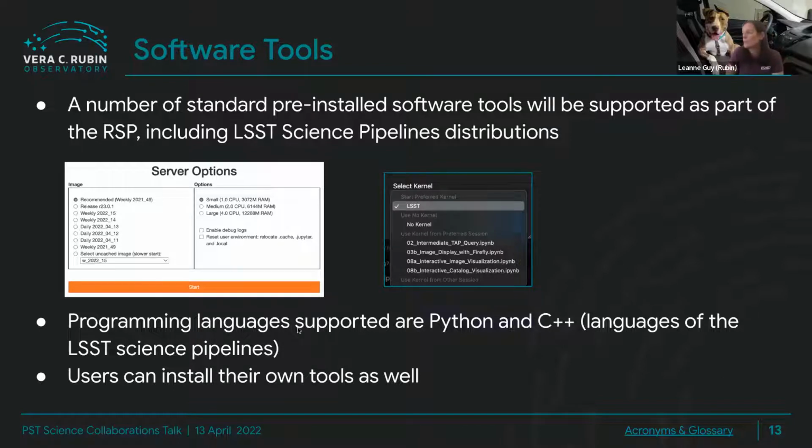The programming languages supported are Python and C++. These are the languages that science pipelines are written in. These are the only two we support at the moment. Rachel, you asked about IDL. We don't currently support IDL on the science platform. And I don't think we ever will. And as I've already said before, users can install their own tools as well.